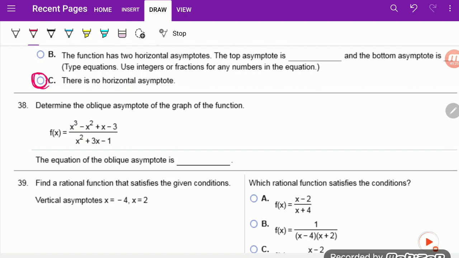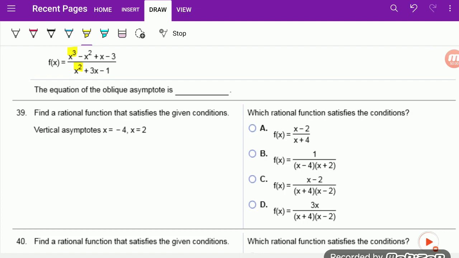To find the oblique asymptote, as we did in the previous example, you need to divide the numerator over the denominator, and you need to get the quotient. The quotient is going to be your oblique asymptote, because this one has a degree of 3 and this one has a degree of 2, which is only 1 degree higher than the degree of the denominator. So I'm going to leave this to you.